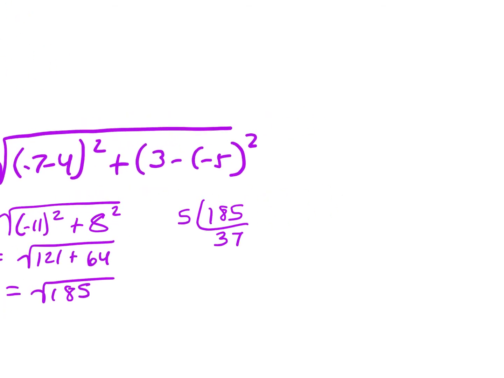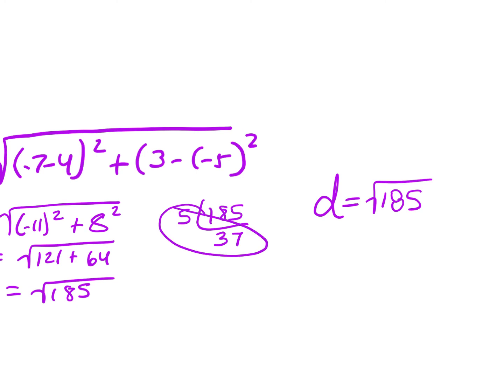No, so your answer would be D equals the square root of 185. Some of you on your quiz told me that this was your answer, 5 root 37. That's not the same thing. 5 times 37 is not the same as 5 times the square root of 37. So just leave it if it doesn't simplify.